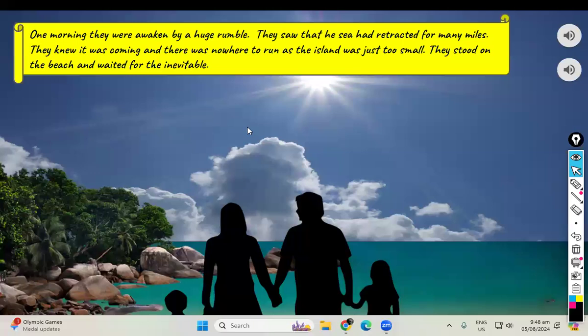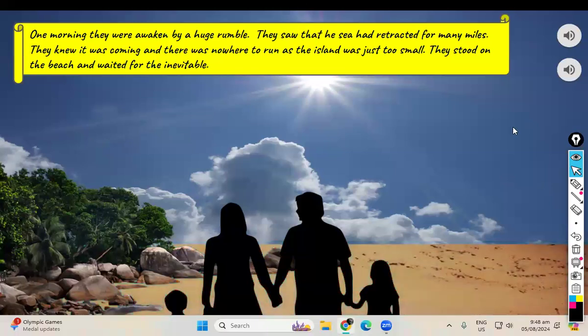One morning they are weak, about 28 months, and you can see they have a family and whatnot. They saw that the sea had retracted for many miles. They knew it was coming, and there was nowhere to run, as the island was just too small. They stood on the beach and waited for the inevitable.